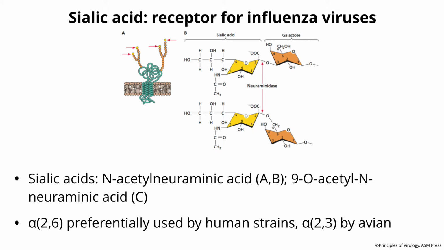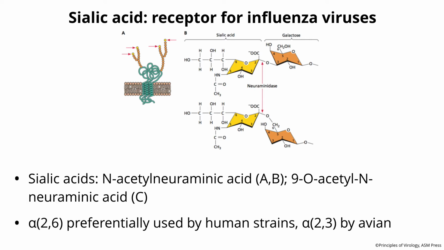The reason they're called N-acetyl, because on the amino they have an acetyl group. The influenza C viruses, which infect many people but don't cause much disease, bind to 9-O-acetylated N-neuraminic acid, which isn't shown here, and we won't talk about that further. So let's go back to the N-acetyl-neuraminic acid. That's just another word for sialic acid, all right? N-acetyl-neuraminic acid equals sialic acid.